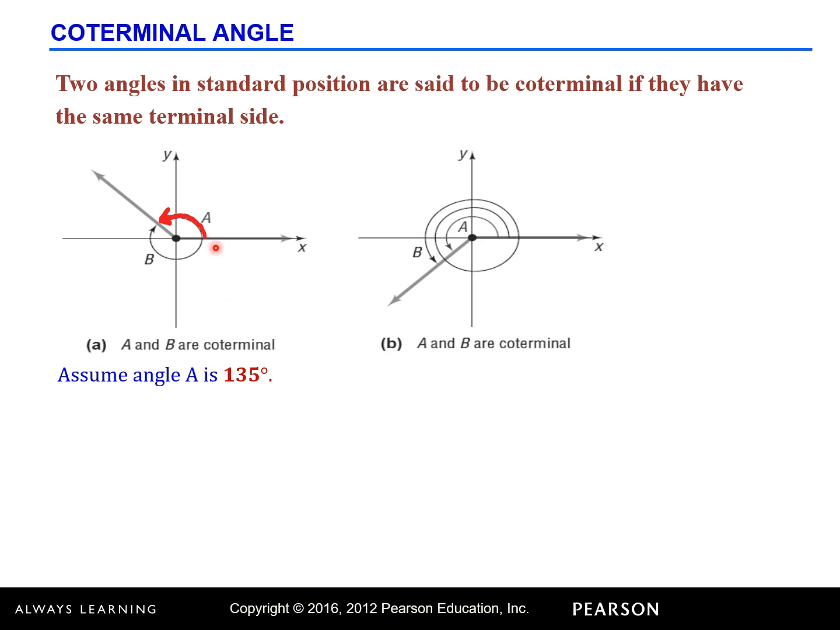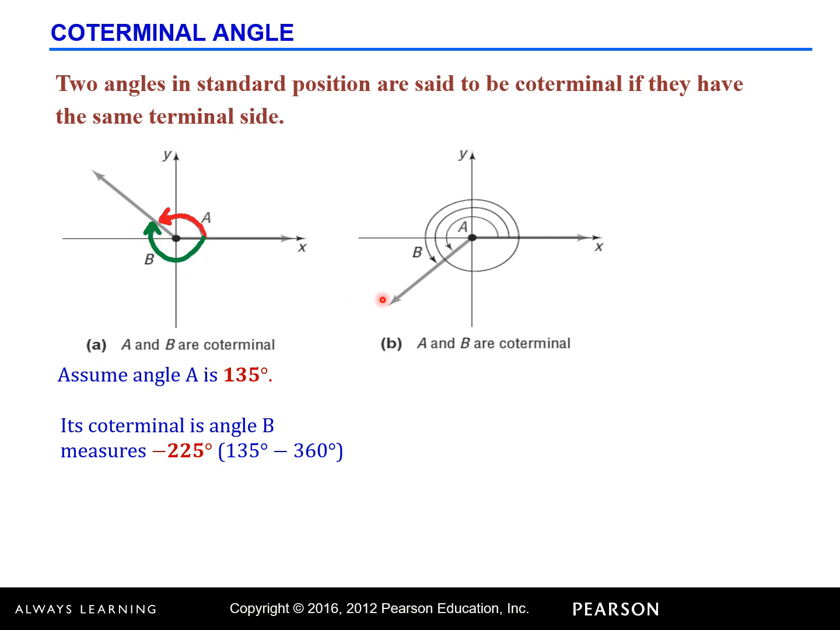If angle A measures 135 degrees, then angle B, which is a negative angle, can be measured as 135 degrees minus 360 degrees, which is equal to negative 225. It means that 135 degrees, the measure of angle A, is coterminal to negative 225 degrees, which is the negative angle B.